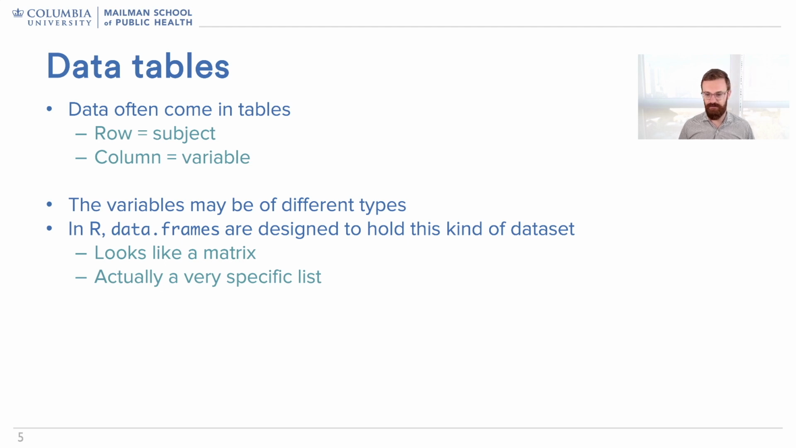And so in much, much later videos, we're going to talk more specifically about what a list is and what it means to have a data frame that's made up of something that looks like a list. For now, just think of a data frame as a data rectangle where you've got rows that are subjects and columns that are variables.